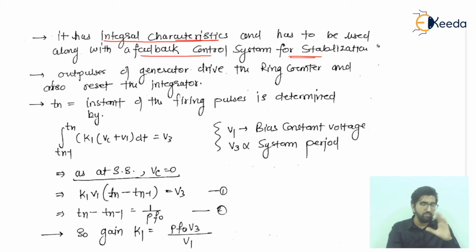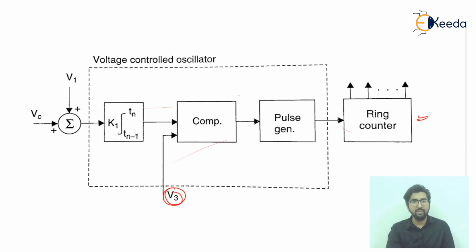But we are generally using the feedback control system for the stabilization. Now, if we talk about the output pulse of the generator, that is not the output, that is the output pulse. So the output pulse of the generator drive is actually given to the ring counter. Here you can see the diagram of this.